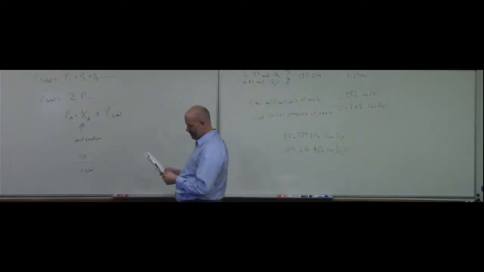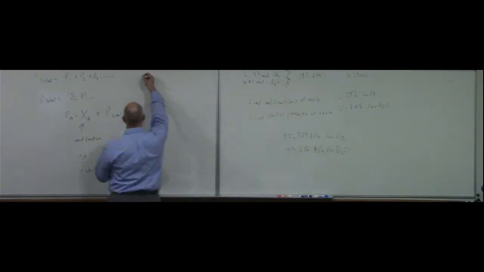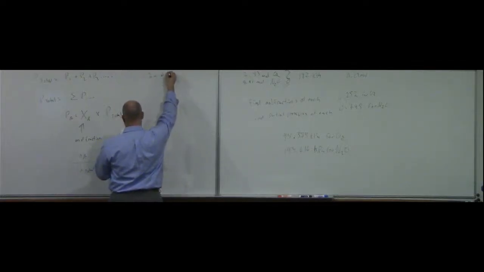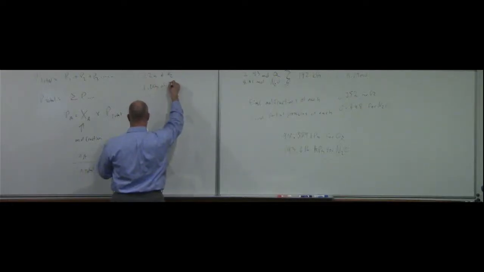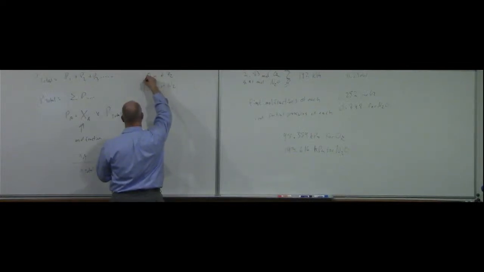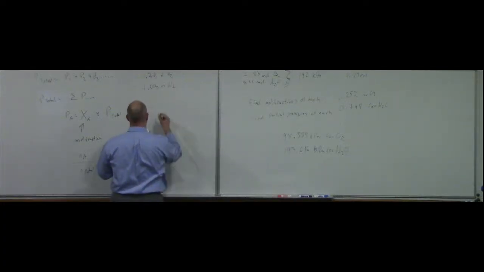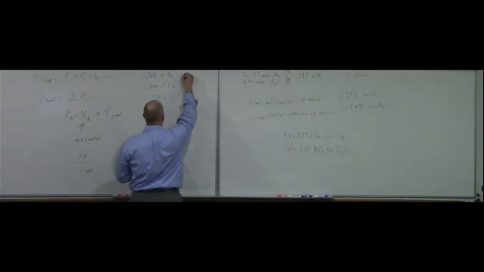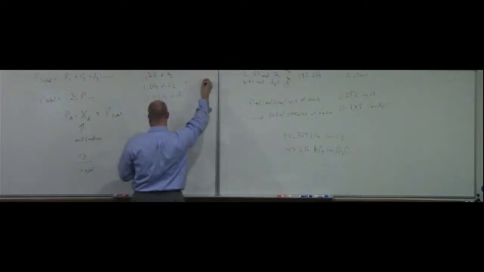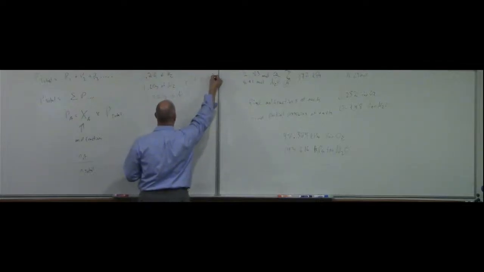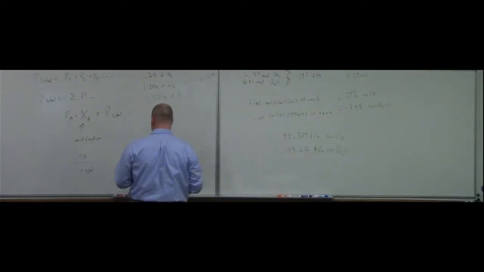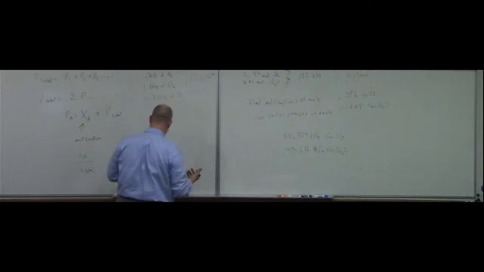What is the pressure of a mixture of 0.200 grams of H2, 1.00 grams of N2, and 0.820 grams of argon in a container with a volume of 2 liters at 20 degrees centigrade? That's all it wants. Just wants to know the total pressure.